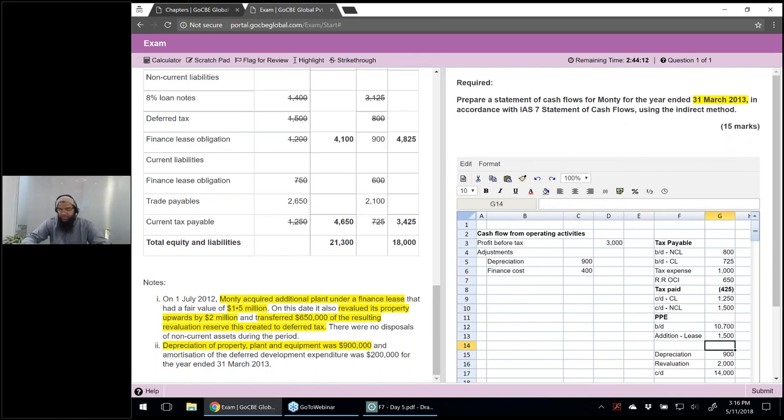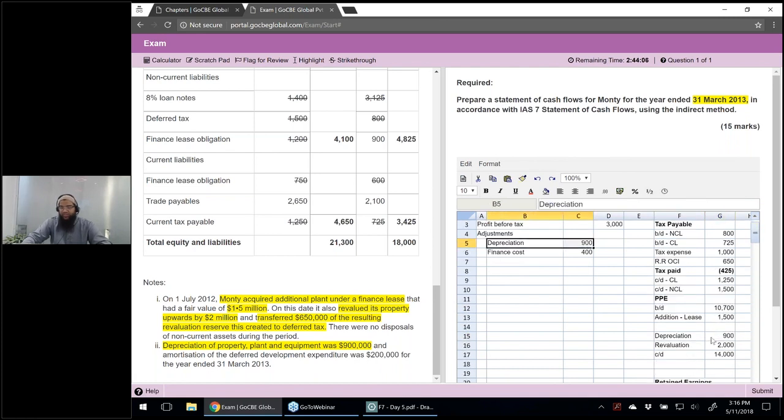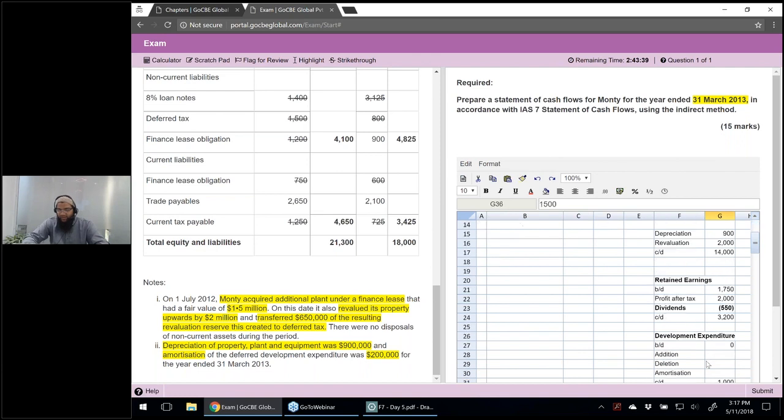So the depreciation was actually 900. We have written it over here as well as over here. Depreciation and depreciation. Because we remember that every adjustment has a dual impact in the adjustments as well as somewhere else. And the amortization of the deferred development expenditure was $200,000. So the amortization is $200,000. So we are going to write the amortization 200 plus. It is also there in the deferred development expenditure. Amortization is of 200. So that is it. We have read all of the adjustments.